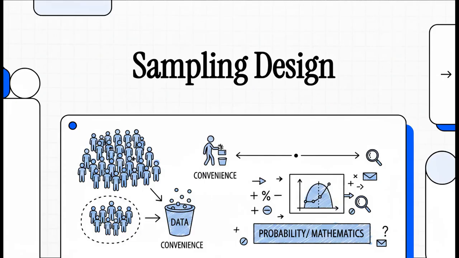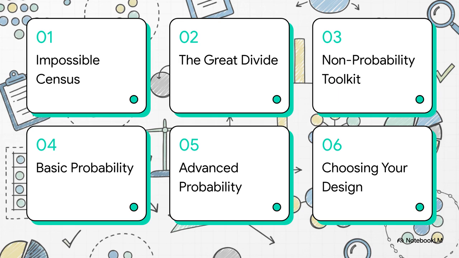Welcome to this explainer. Today, we're zooming in on the actual mechanics of research methodology. We're going to uncover exactly how studies actually go out and gather their data. We'll be moving from the absolute simplest methods of convenience all the way up to the rigorous, rock-solid mathematics of probability. Okay, let's dive into this.